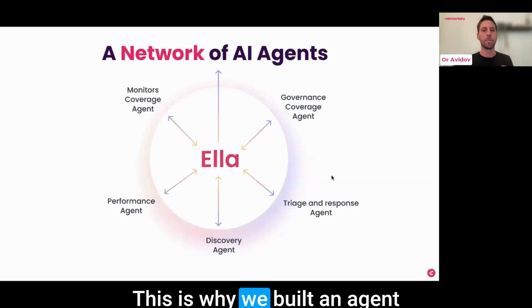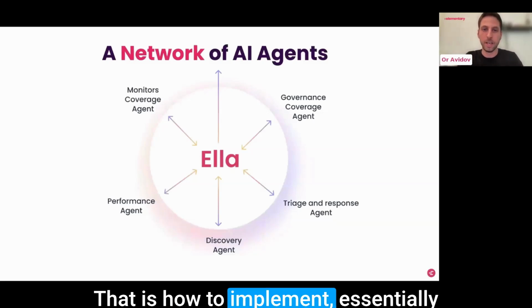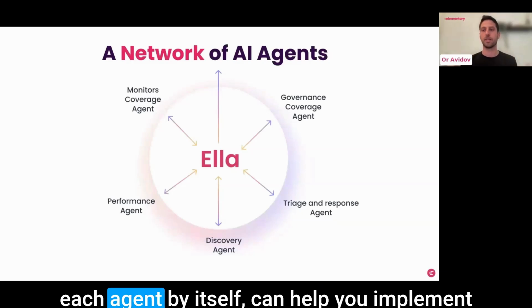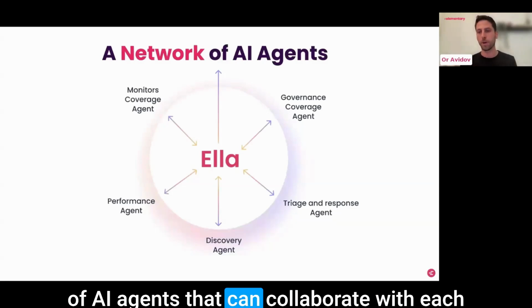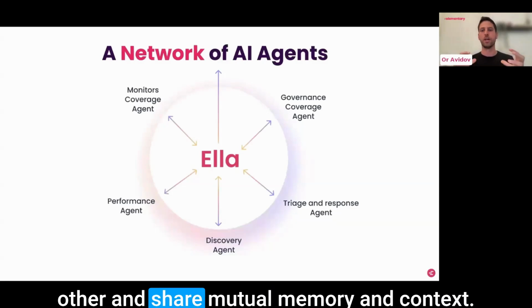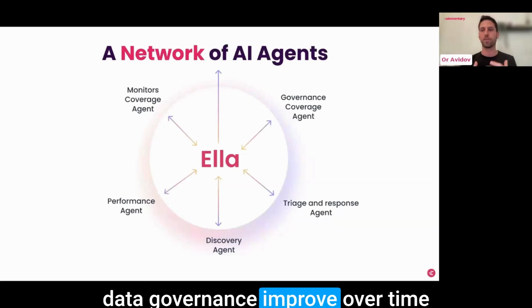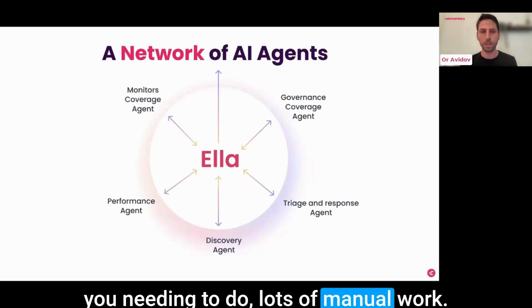This is why we built an agent for each and every workflow, essentially to create a network of AI agents. Each agent by itself can help you implement the workflow, but then they create a network of AI agents that can collaborate with each other and share mutual memory and context, and then making your data quality and data governance improve over time automatically, 24/7 and continuously, without you needing to do lots of manual work.